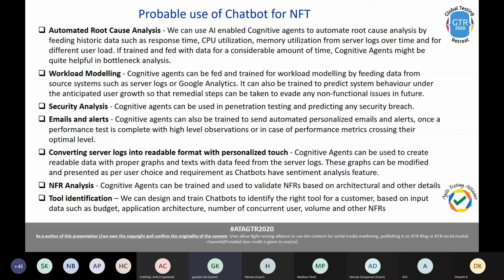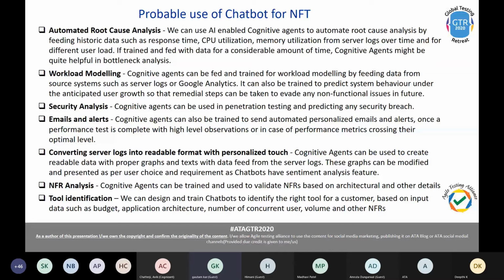During the course of our project work and the activity that we were doing for our testing, we came across several other use cases where we can use chatbots in the non-functional testing arena. For starters, we can use it for root cause analysis, workload modeling, security analysis, and sending out email alerts when the tests are complete, which will have the details of the entire run: the number of users, the number of errors, the past transaction information, and so on. Additionally, since chatbots use AI and ML, we can configure them for intelligent analysis.